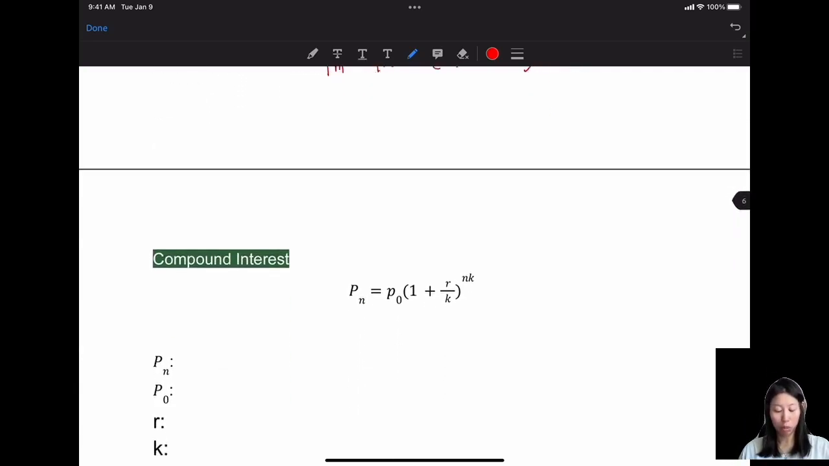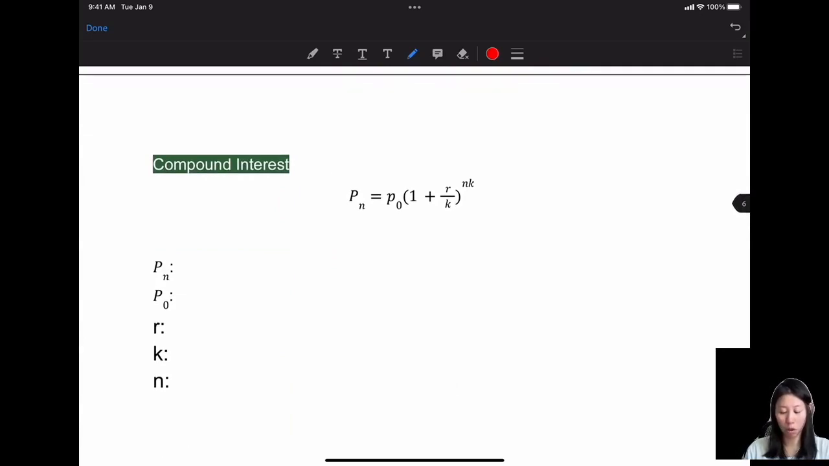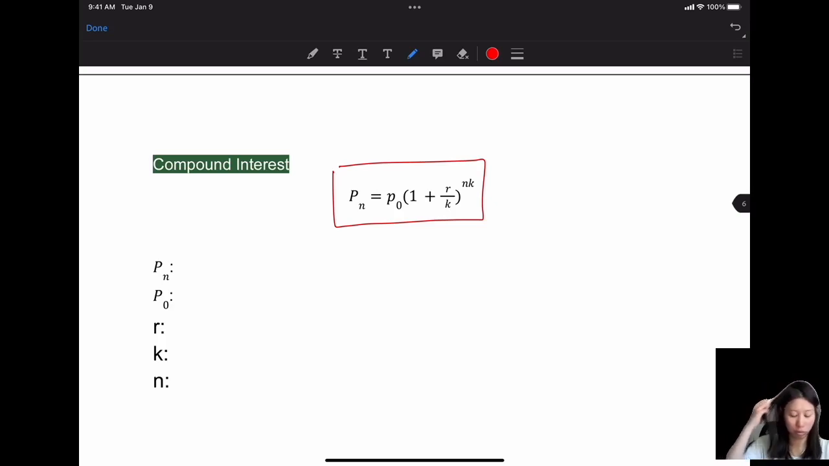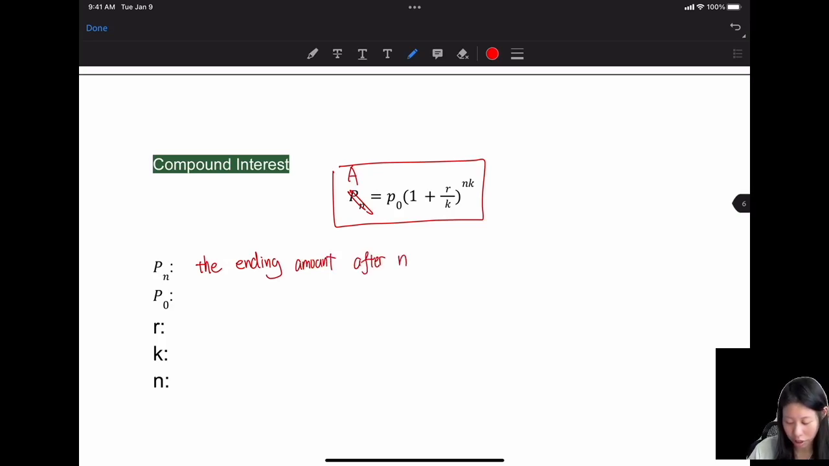Okay, to be more general, the compound interest formula is going to look like this. P sub n, which is our balance, the ending balance, or you can use A for the last amount. It's just a letter. Remember that this is the ending amount after n years. So P sub 0 would be our starting amount, which is also the principal.